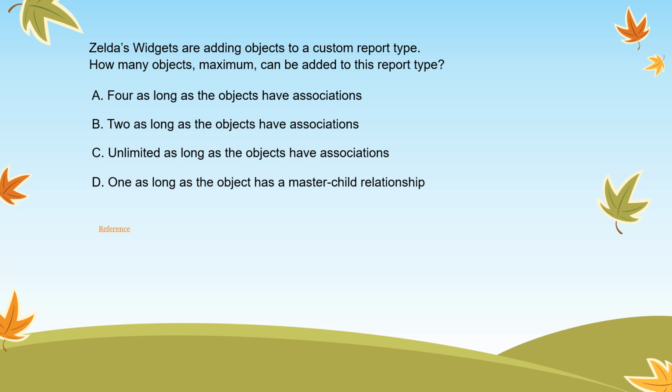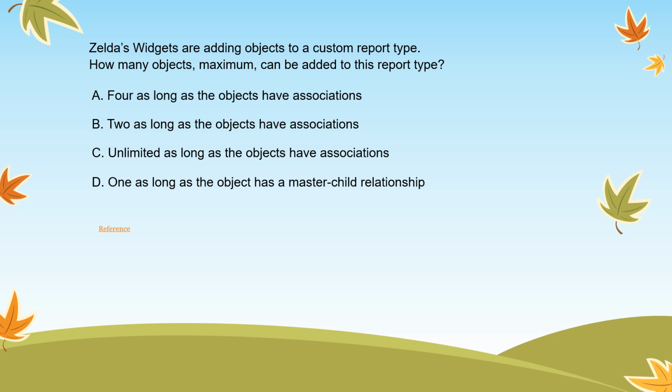Zelda's Widgets are adding objects to a custom report type. How many objects maximum can be added to this report type? A. 4, as long as the objects have associations. B. 2, as long as the objects have associations. C. Unlimited, as long as the objects have associations. D. 1, as long as the object has a master-child relationship.